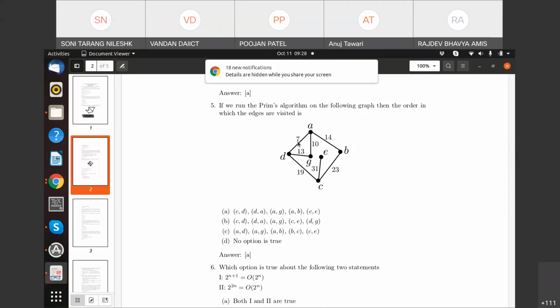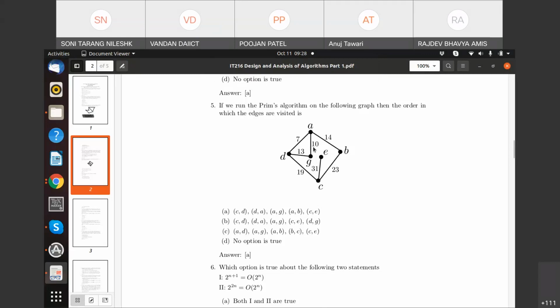So CD, DA, then we have AG, because 10 is the minimum weightage here now. And then we have AB, because 14 is the minimum weightage. And then finally only E remains. There is only one way to cover this, C comma E. Even though it is a very high weightage, we will have to take that. So option A is correct here. Most of you got it. It's just following the simple Prim's algorithm.